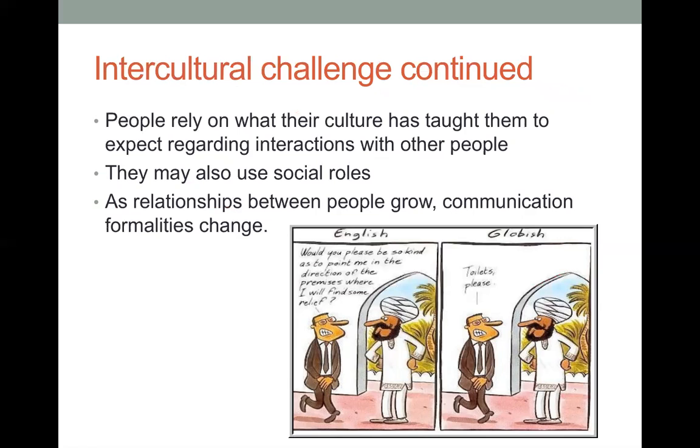Also, social roles can vary based on cultures, and social roles can play a big part in how you communicate with people, as well as if you communicate at all, or what type of communication that would be. As you get to know somebody better, as relationships grow, usually the formalities between communications change. When you have known somebody for a longer period of time, you might be calling them by their first name. However, when you first meet somebody, maybe you're going to address them in a more formal manner, Mr. or Mrs. So-and-so, or Dr. So-and-so, or Professor so-and-so.